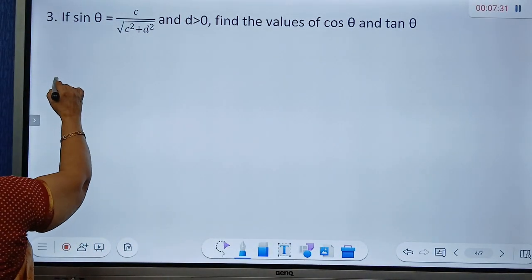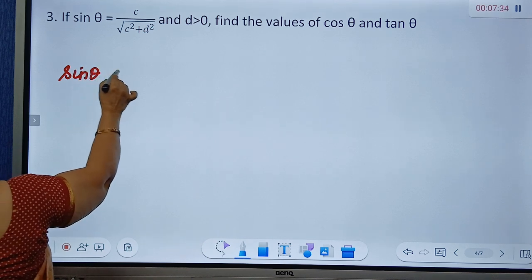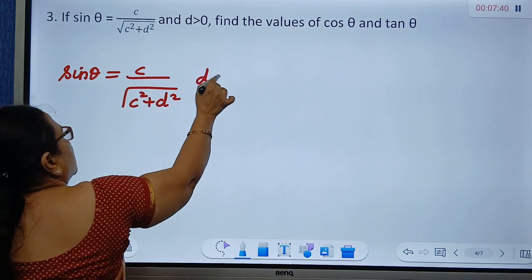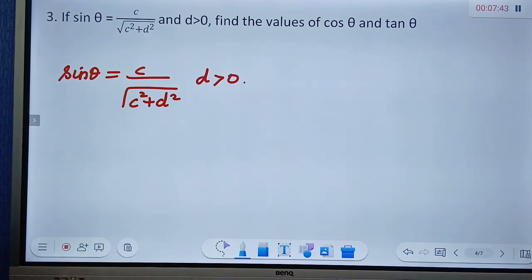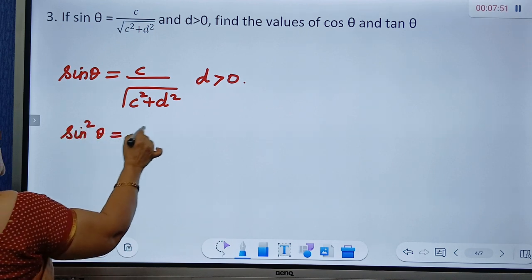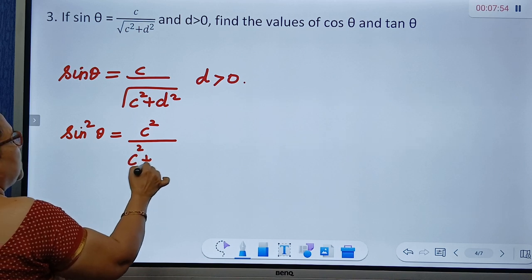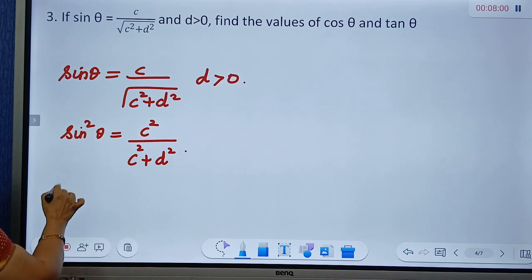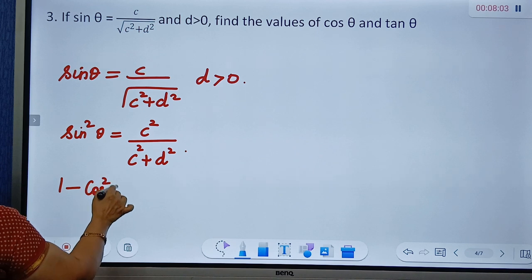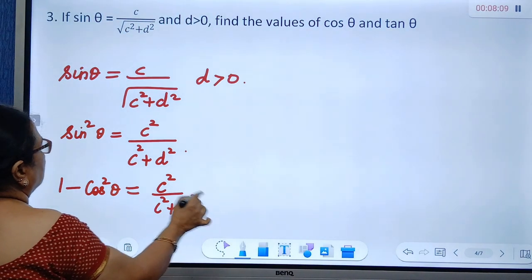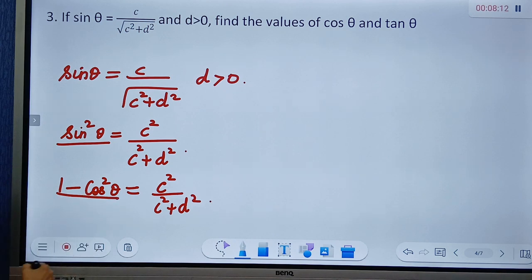Now, you are given third problem, sin theta equal to c by root of c square plus d square. D is greater than 0. Okay, you have to find the value of cos theta and tan theta. We know that sin square theta will be c square by c square plus d square. But sin square theta plus cos square theta is 1. So sin square theta is 1 minus cos square theta is equal to c square by c square plus d square.